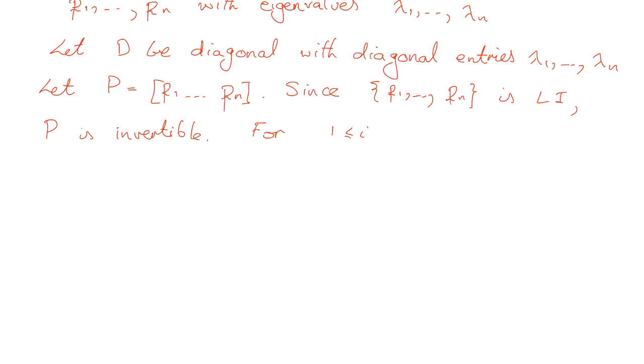So let's pick a column. How do you grab out the ith column of some matrix? You multiply the matrix by e_i.